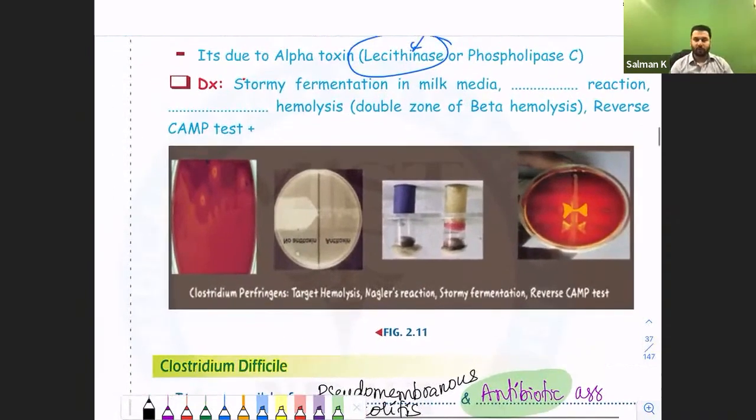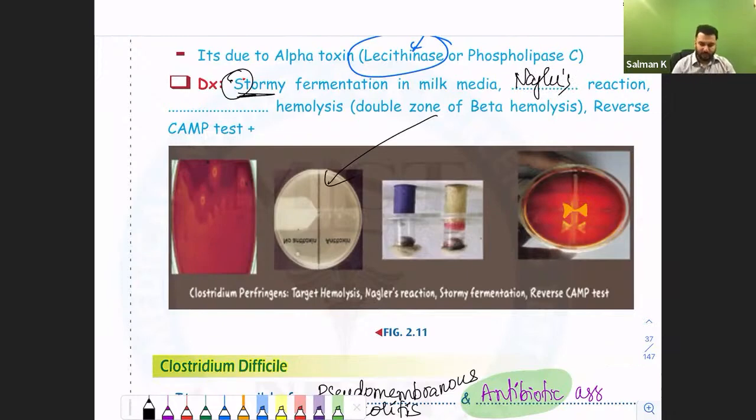Okay, now that if you understood this much, now just see here. There was a mnemonic we wrote, superstar NTR, remember? So this is what you have to remember for that. Stormy fermentation in the milk media, that's your S. A test for the toxin. This is the test for the toxin called as Naegler's reaction. Okay, Naegler's reaction. This is the thing.